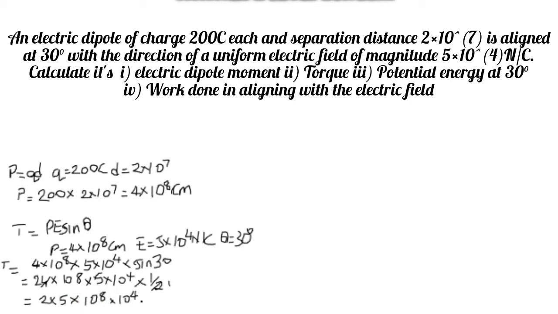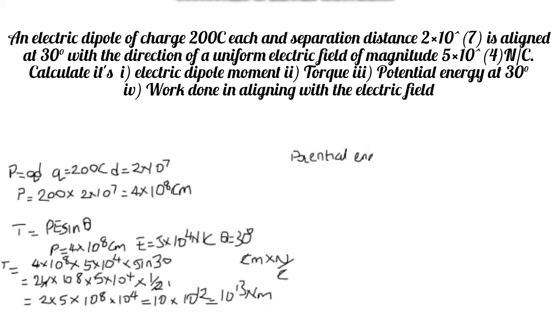So this is equal to 2 times 5 times 10 raised power 8 times 10 raised power 4, which is equal to 10 times 10 raised power 12, which is equal to 10 raised power 13. The unit is coulomb meter times Newton over coulomb, which is Newton meter. So the torque is equal to 10 raised power 13 Newton meter.